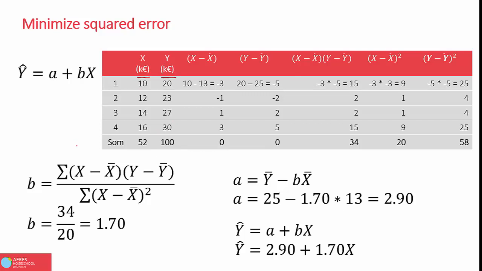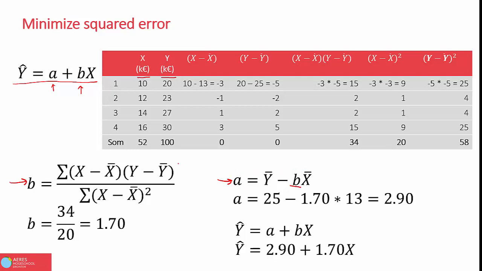Okay. So this is the formula we're after. Y hat is a plus b times x. We want to have the value for a and we want to have the value for b. This is the formula for finding b. This is the formula for finding a. If you want to find a, you have to know b, so we start with b.